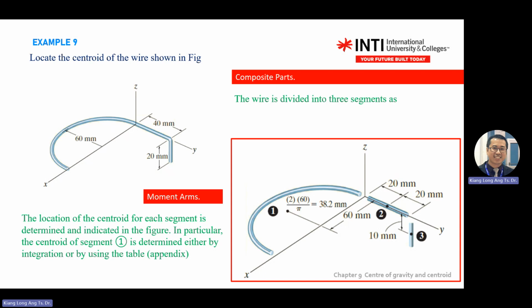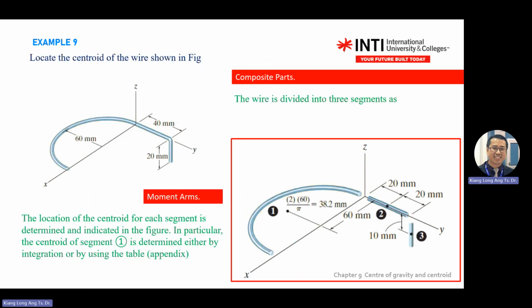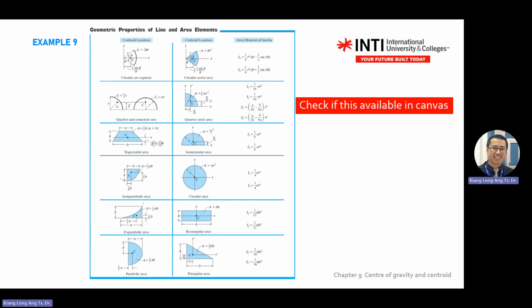I think for your test 2, you will see this table. So either you use the method from previously or you straight away refer to the table, and refer to each kind of shape and the equation inside the table here.